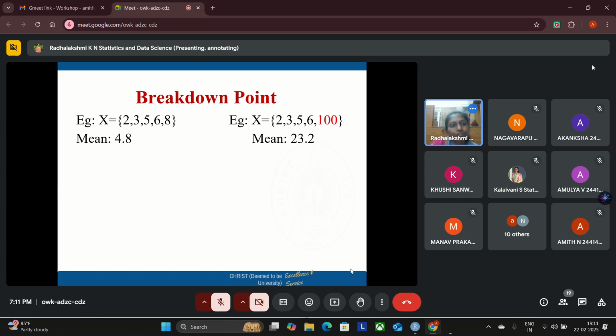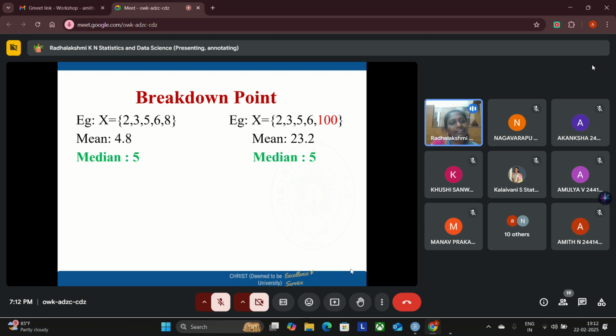If you find the mean for both scenarios, what is the mean for the first example? It is 4.8. For the second example, it is 23.2. So it changes drastically when you change one single observation. This is just an example with 5 observations. The same will happen if you take 1,000 or 10,000 observations.